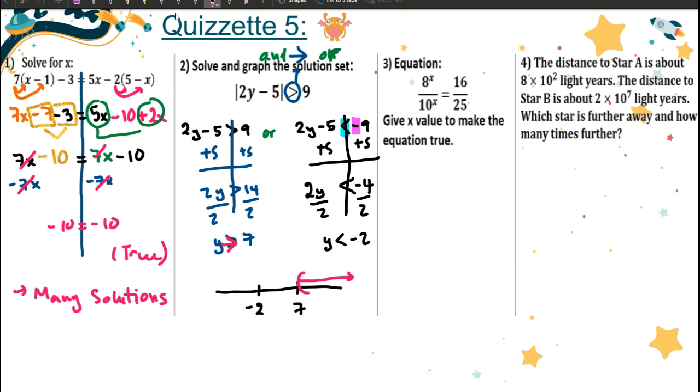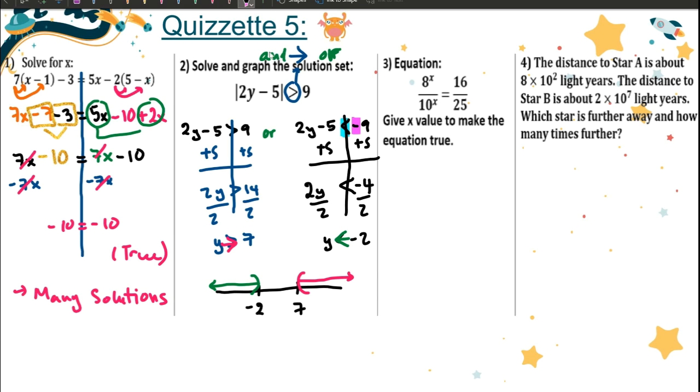And at negative 2, the inequality sign points you to go to the left. The proper way to say this is y less than negative 2. So any number less than negative 2 is going to be on the left side of negative 2.